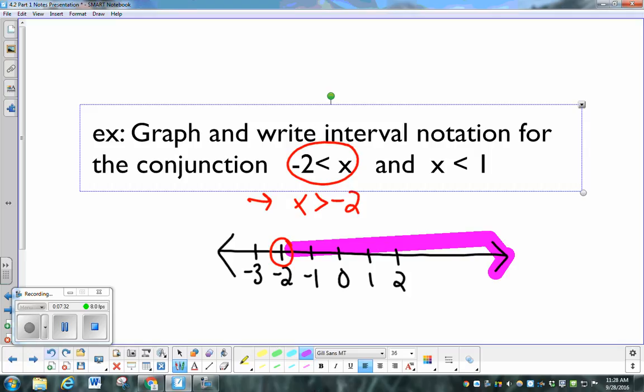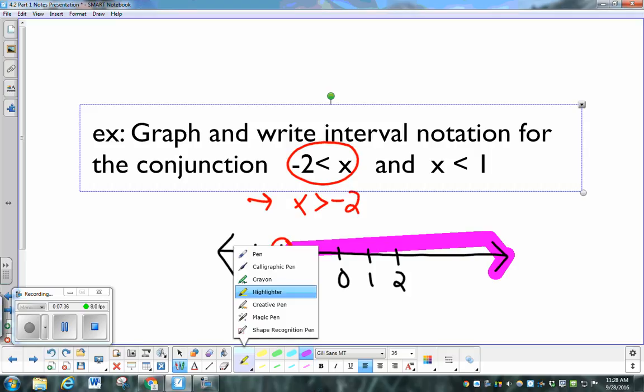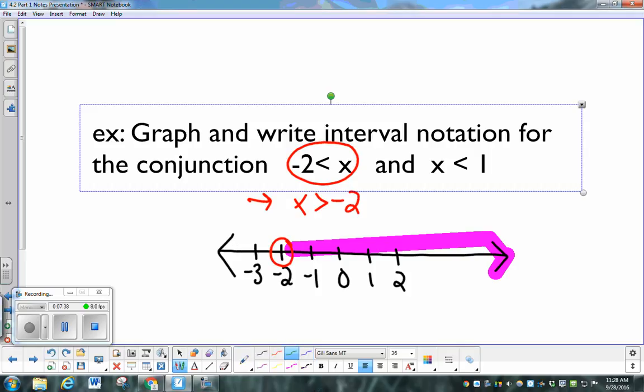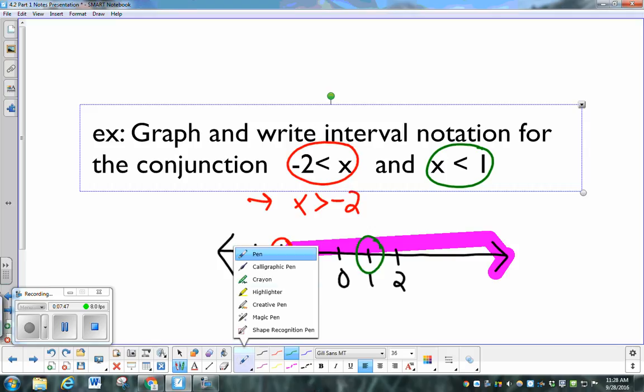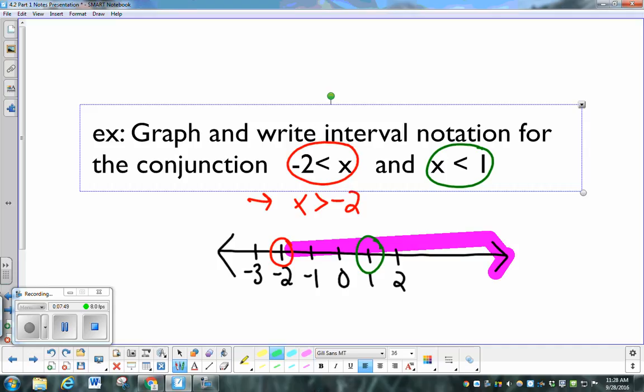Okay, now you're going to use your other highlighting color to do the other inequality. So I'm going to use green for this one. X is less than 1. So I'm going to do an open circle on 1. And I'm going to use my other color to shade everything that is less than 1. So I'm going to go this direction now.